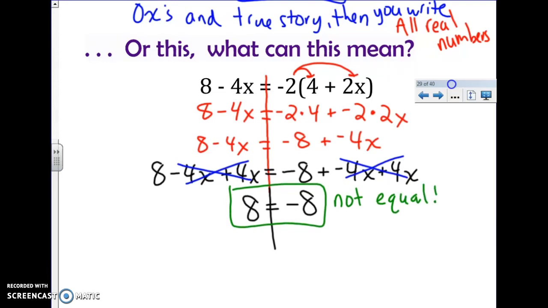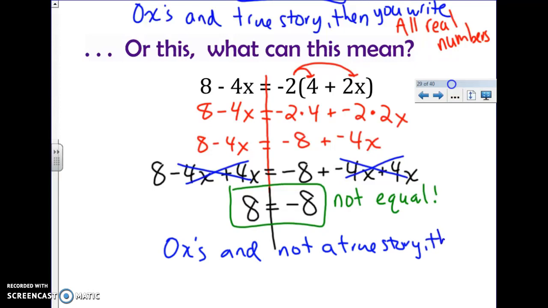So if you get to the bottom and there's 0 x's, and not a true story, then you write no solutions. There is no number that you can think of or I can think of that will ever make this work.